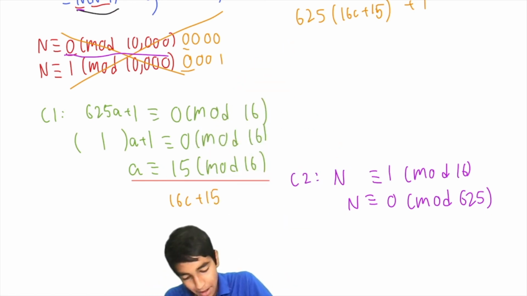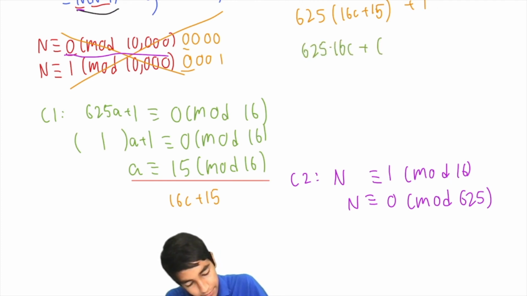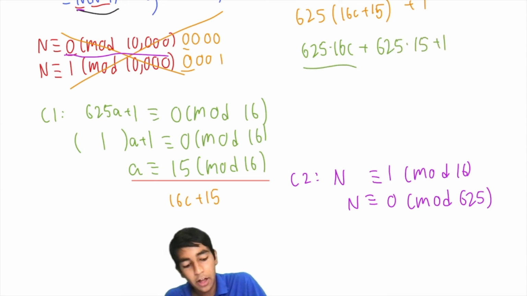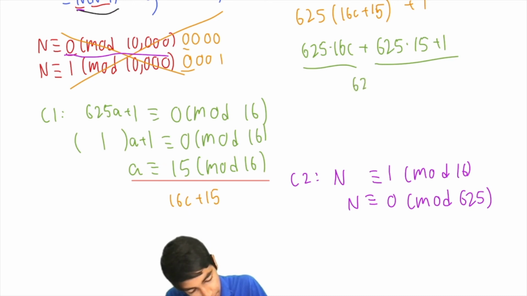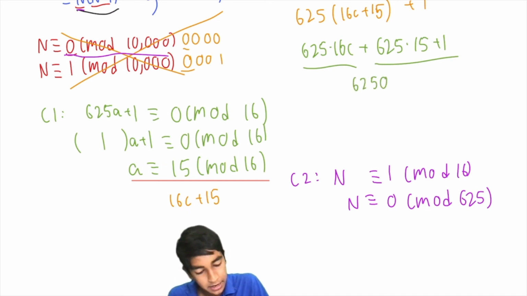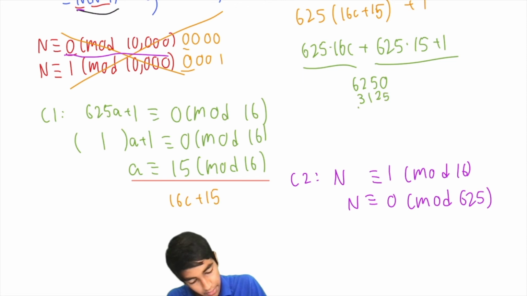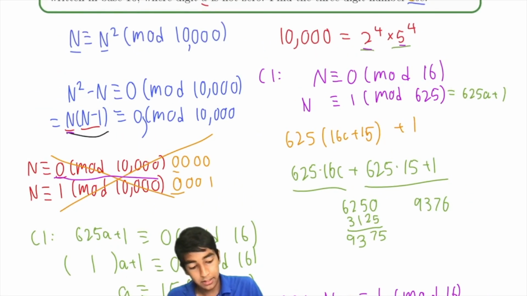So if we expand that out, we get 625 times 16c plus 625 times 15 plus 1. And this is just going to be 10,000c, so this is going to represent the last 4 digits. And we can multiply that out. That's 625 times 10, 6250, plus 625 times 5, which is 3125. We add them up, we get 9375 plus 1, 9376. Those represent the last 4 digits.